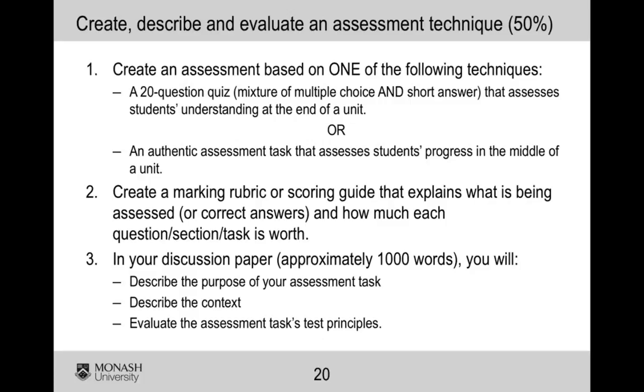The second part that you need to create is a marking rubric or scoring guide that explains what is being assessed or correct answers and how much each section or question task is worth. So you will have one or the other, rubric or scoring guide. Now the scoring guidelines will obviously specify what the correct answers are, but we'll also need to explain how many points each section or each question is worth, and if there's any special weighting, if one section is weighted more than the other.